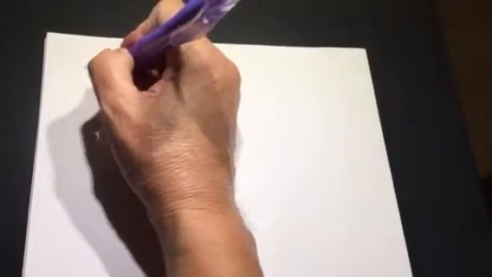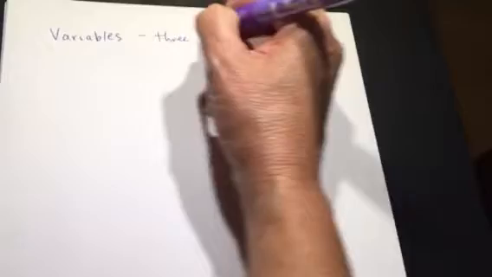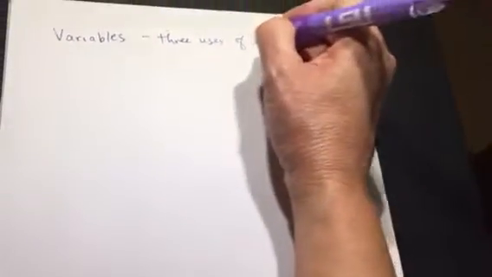We've been looking at variables. All right, this is just a little recap, and then we'll look at some other problems that use variables. So variables, there are 3 uses of variables that we looked at. 3 uses of variables. And they're in no particular order, by the way. I'll put them in the order I covered them in class, but no particular order.